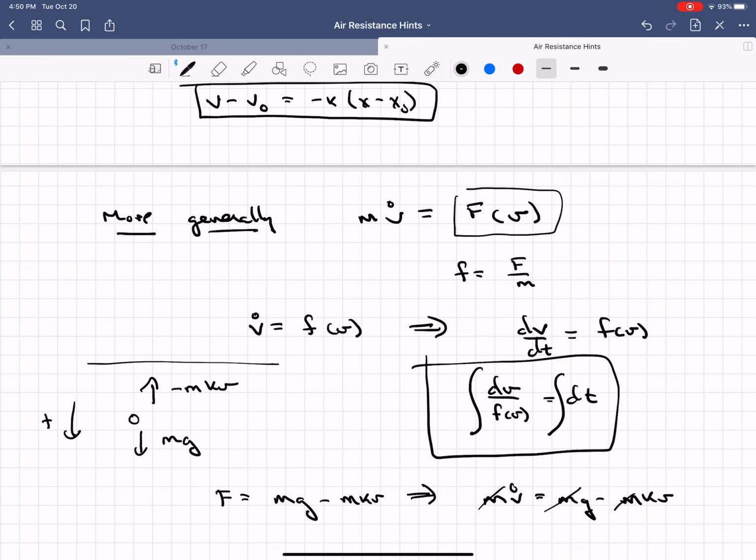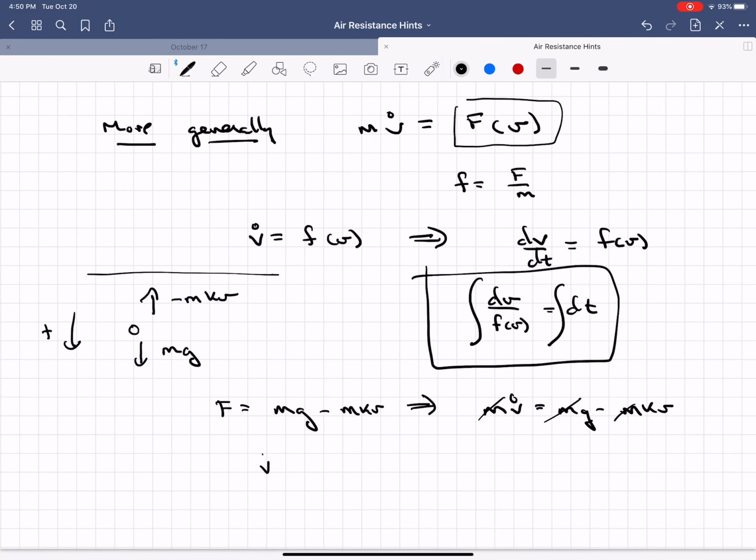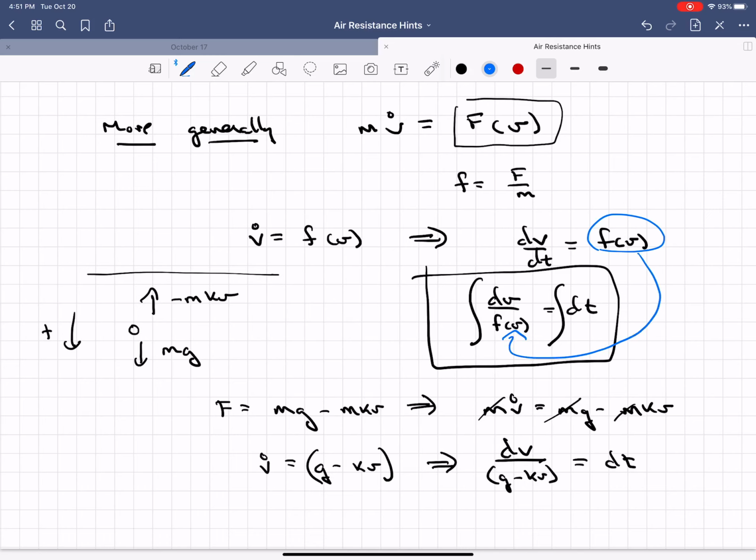Masses would all cancel out. And what we see is happening here is that we're getting v dot is g minus kv. Now the key is that you need to group the whole g minus kv. And so I'm going to write this as dv divided by g minus kv is equal to dt. In the same way that up here, I moved the whole thing underneath, I'm going to group the whole part and bring it underneath. This particular integral I can do with u substitution.